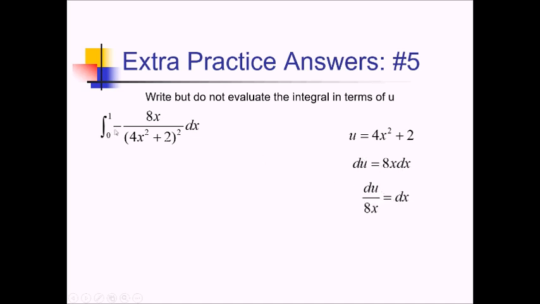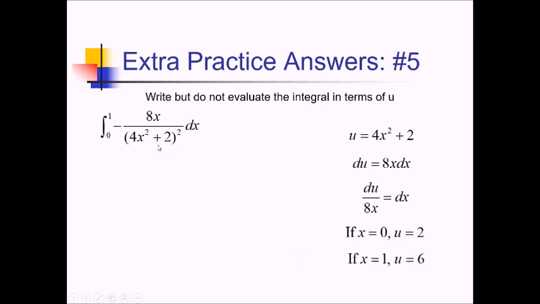Now we have to convert these limits of integration to u values because right now they're x values, which we can tell because it says dx. So if x is 0, then u is going to be 4 times 0 squared plus 2, or just 2. And if x is 1, well, now we have 4 times 1 squared plus 2, which is 6.